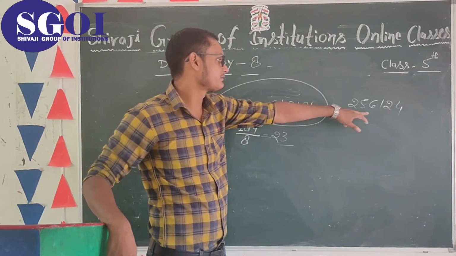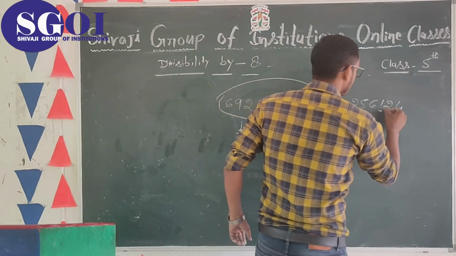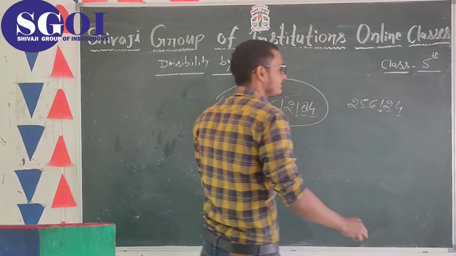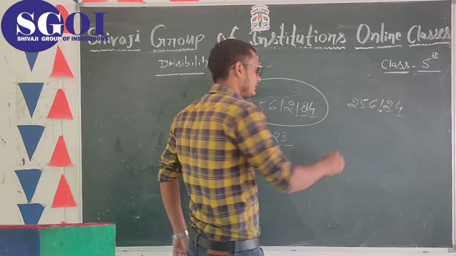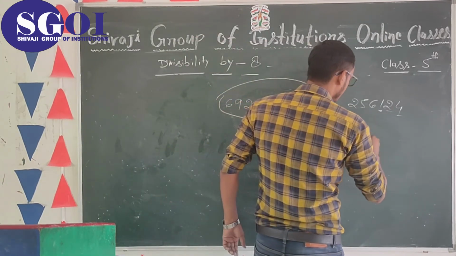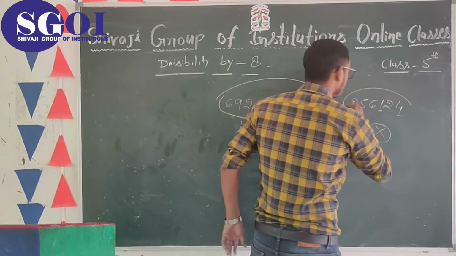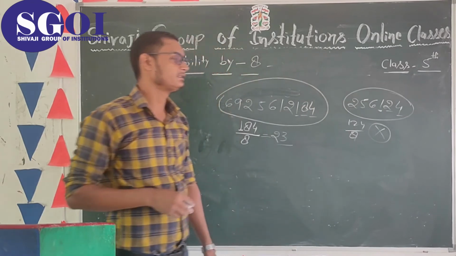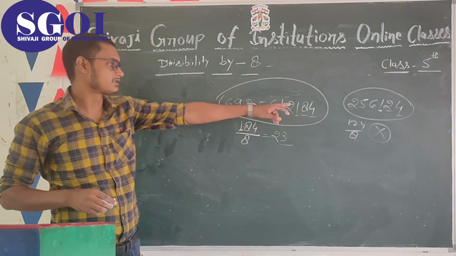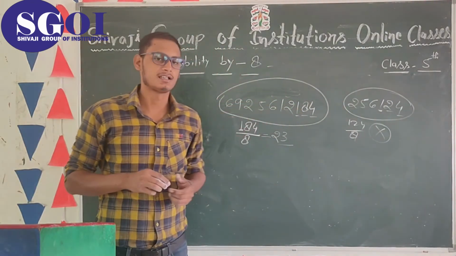Look, next example. Is this number divisible by 8? Now take the hundreds place, tens place and ones place number. 124 divided by 8 is not fully divisible. So this number is not divisible by 8. Understood?